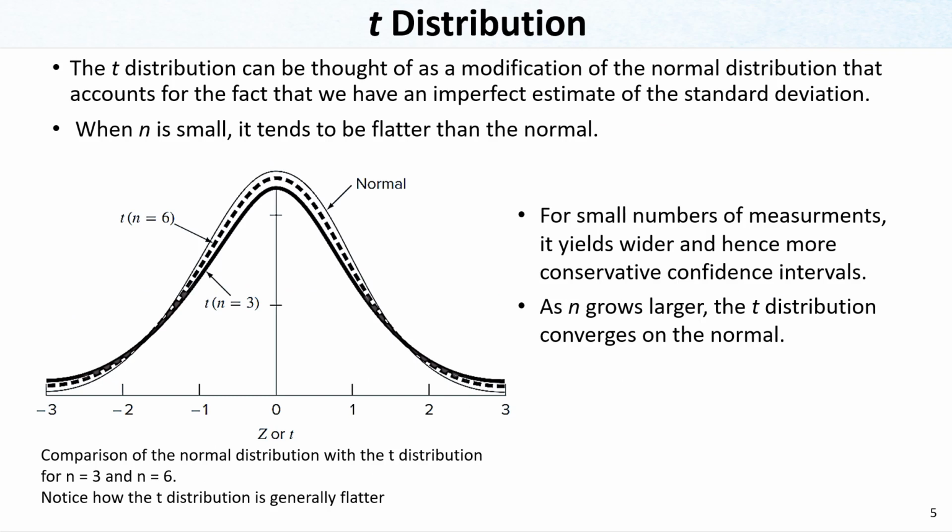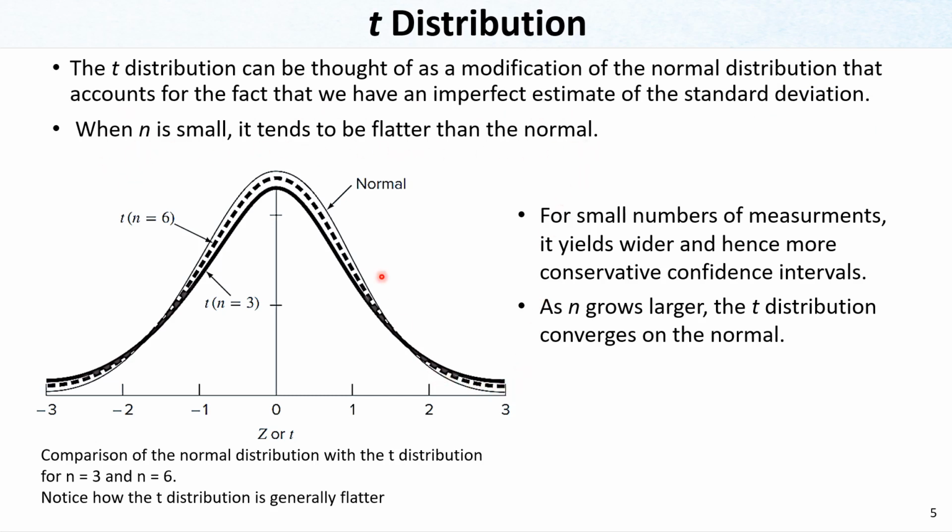And let's talk about the T distribution a little bit. As we said, because we have a limited sample, it doesn't represent the actual normal distribution of the data with the true mean and true standard deviation. So the T distribution can be thought of as a modification of the normal distribution that accounts for the fact that we have an imperfect estimate of the standard deviation because we have limited data. So when data number n is small, it tends to be flatter than the normal.